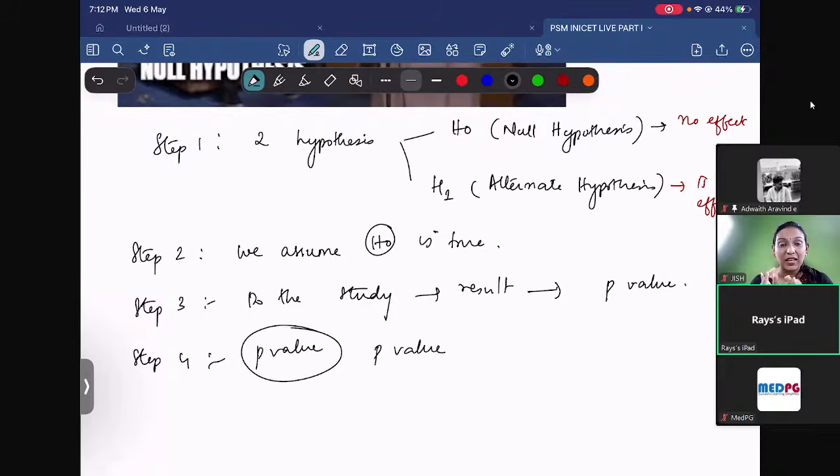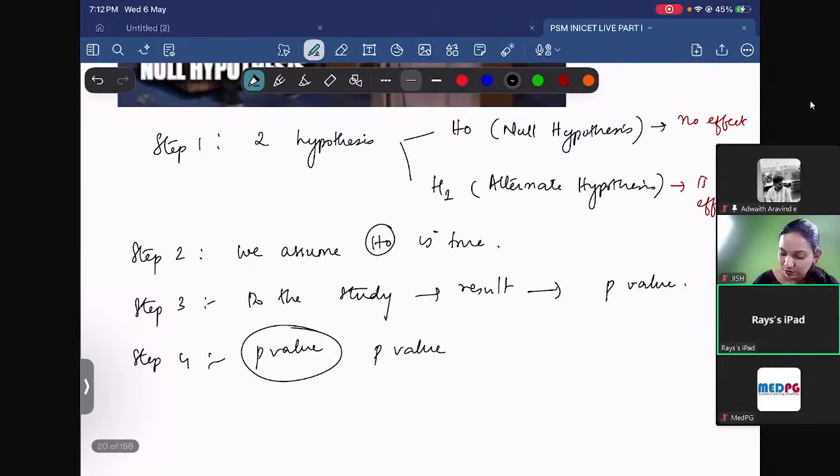Third one is a random error or a chance variation. Just like that, because of pure chance. Just like you toss a coin, just because of chance, this result came. That can also occur, right? So your p-value is actually measuring that particular aspect: how much is the random error, how much is this result because of chance is what your p-value is measuring.